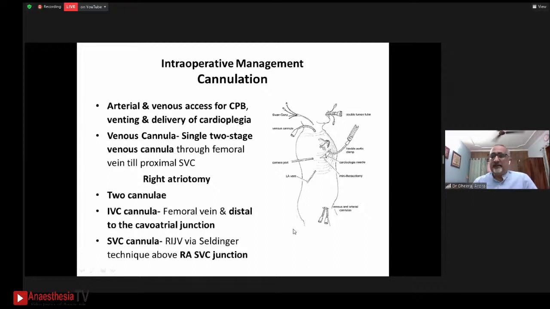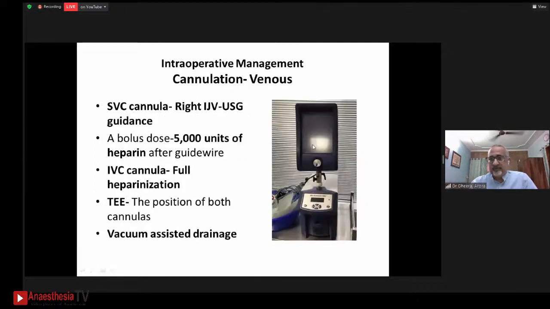Whenever the right atrium is to be opened, we have to place two cannulas. One is through the femoral vein to the IVC, and the other is the SVC cannula, which in our institute is placed by the anesthesiologist in the right internal jugular vein, just above the right atrium-SVC junction. Here comes the important role of the anesthesiologist and the role of TEE.